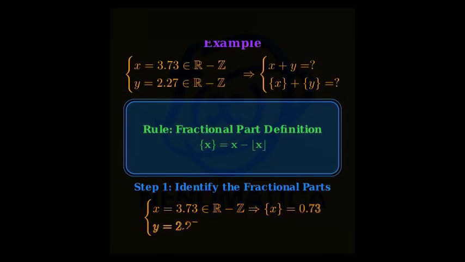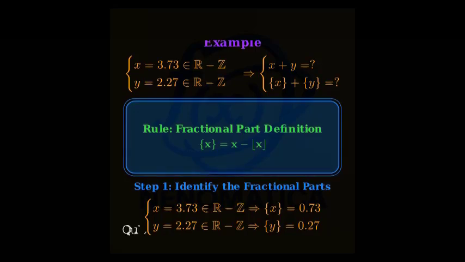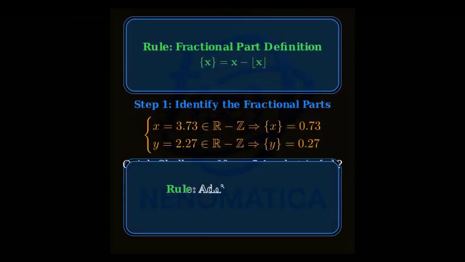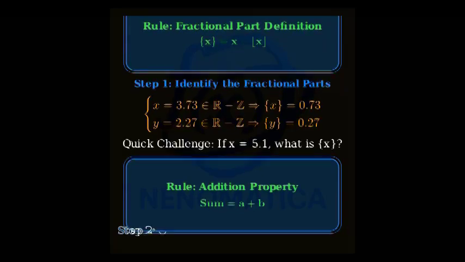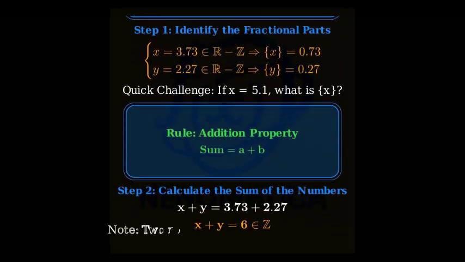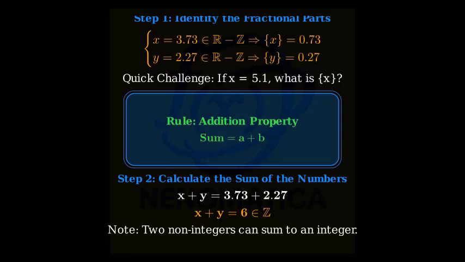The fractional part of x equals 0.73, and the fractional part of y equals 0.27. Quick challenge. If x equals 5.1, what is its fractional part? Step 2. Calculate the sum of the numbers. We use a simple addition property. Then we compute x plus y. 3.73 plus 2.27 equals 6, which is an integer.